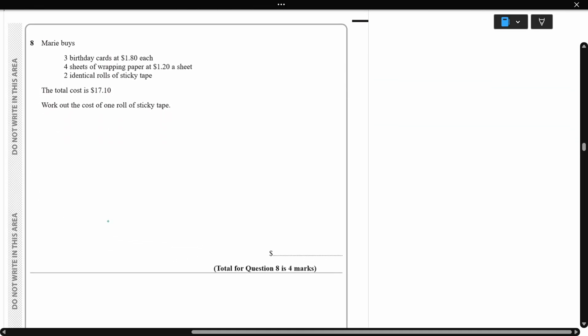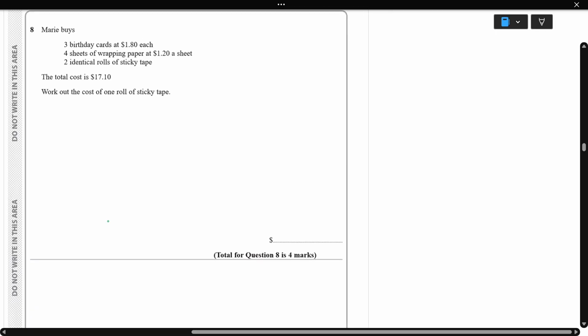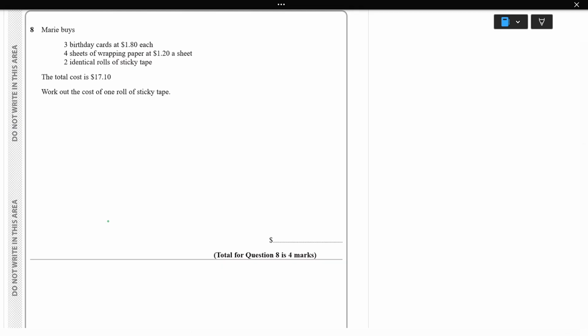Okay, next question 8. Samari buys 3 birthday cards at 1.80 each, 4 sheets of wrapping paper at 1.20 a sheet, and 2 identical rolls of sticky tape. The total cost is 17.10. Work out the cost of one roll of sticky tape.